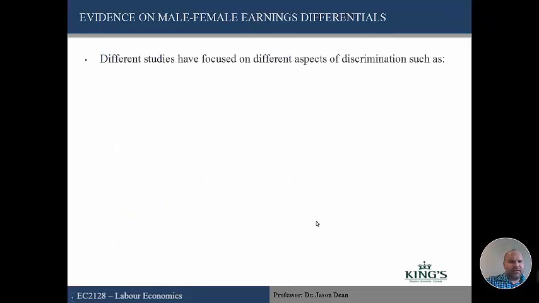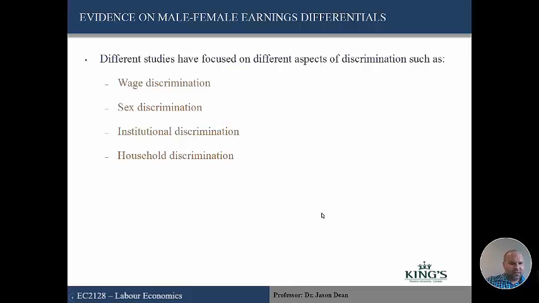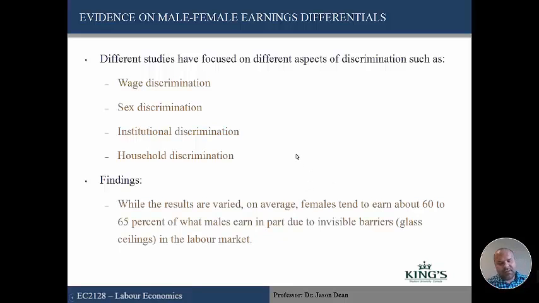Different studies have focused on different aspects of discrimination, such as wage discrimination, sex discrimination, institutional discrimination, and household discrimination. A whole number of studies have looked at different aspects, and the results, of course, are varied. There's a large range, and we find that females tend to earn about 60 to 65% of what males earn, in part due to invisible barriers, glass ceilings in the labor market.